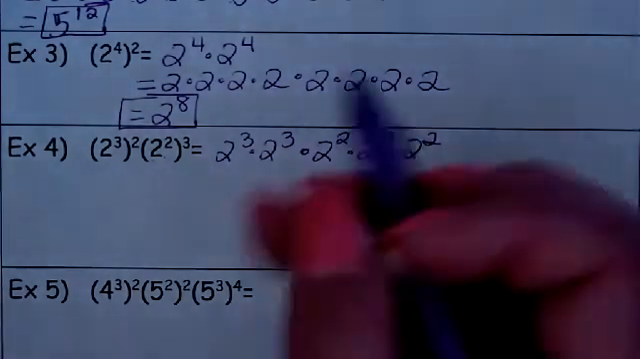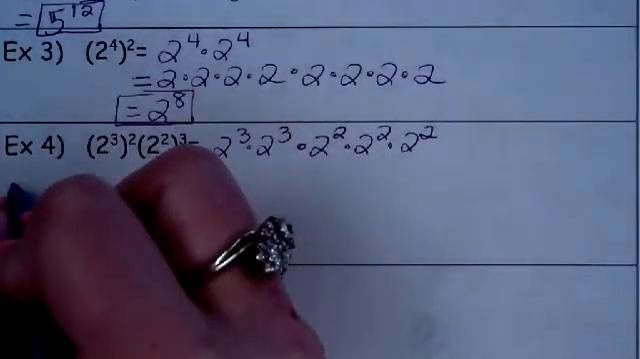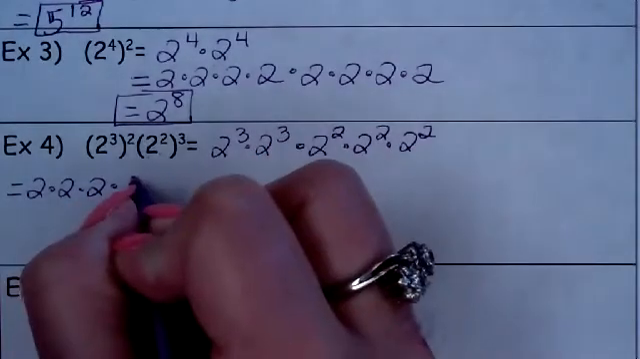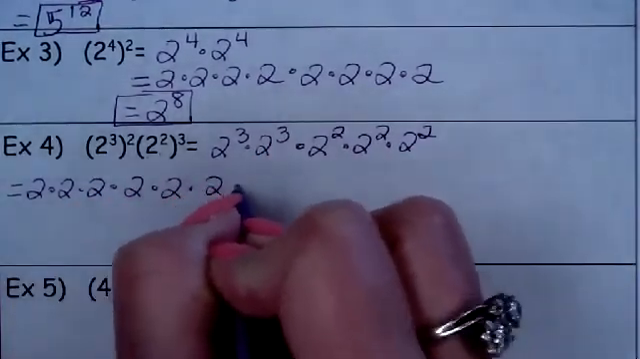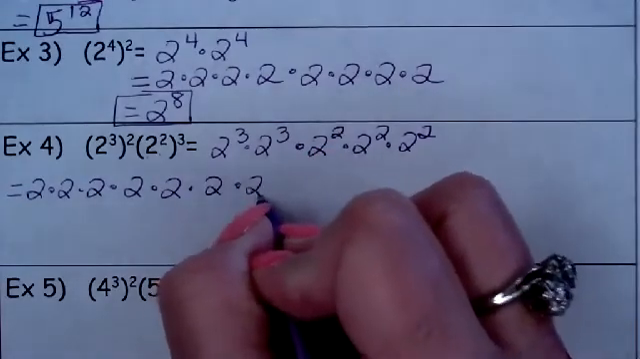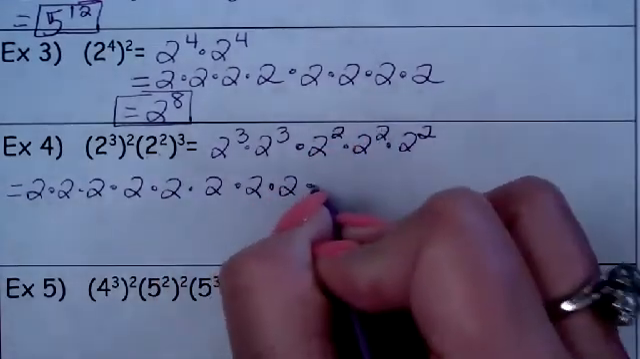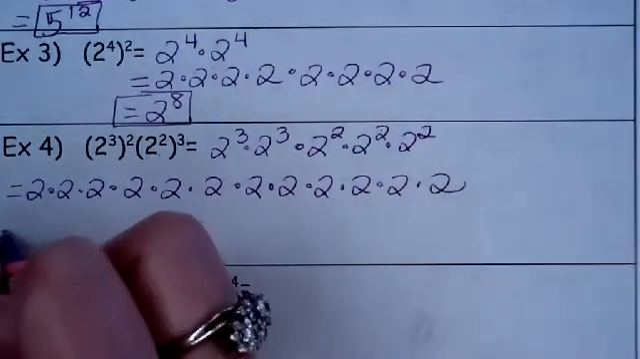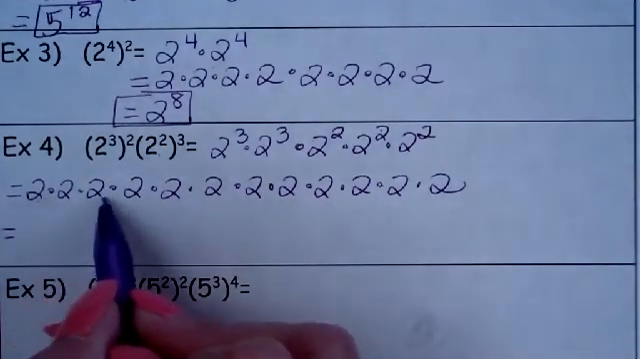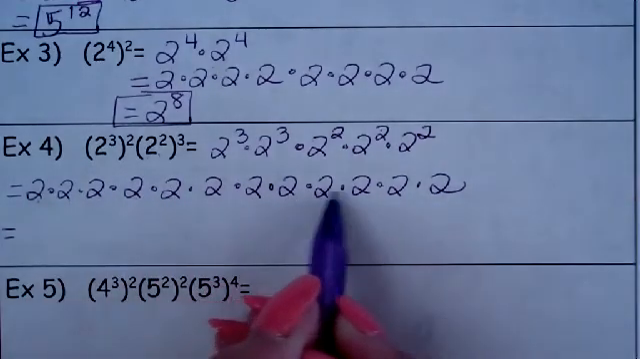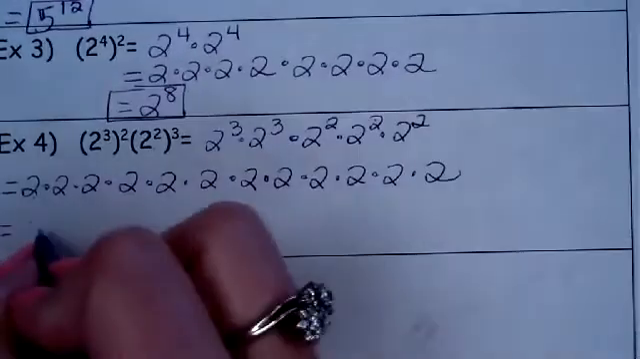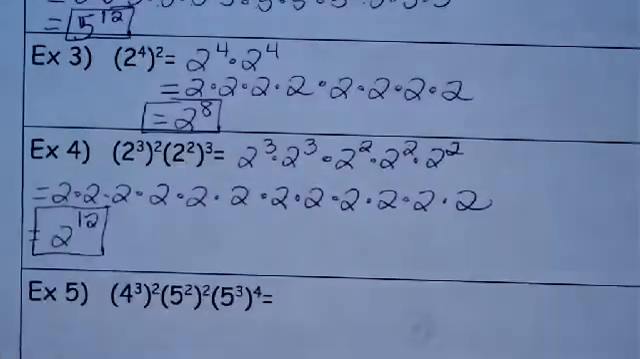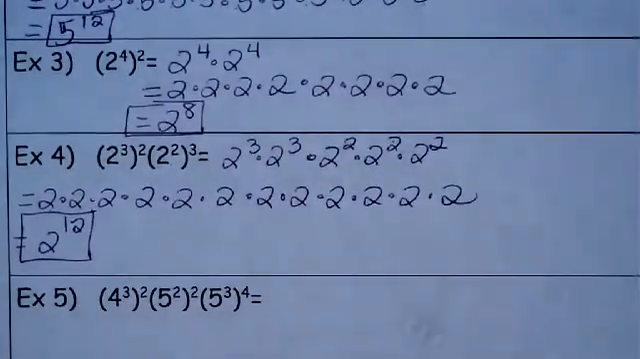Now, what we're going to do is just expand 2 to the third, just like we did before, is 1, 2, 3. 2 to the third, 3 more, 1, 2, 3. 2 to the second right here, that's 2 more. 2 to the second, 2 more, 2 more. Now, let's count up our twos. 1, 2, 3, 4, 5, 6, 7, 8, 9, 10, 11, 12. So I got 2 to the 12th power. Okay. Now, let's go to number 5.